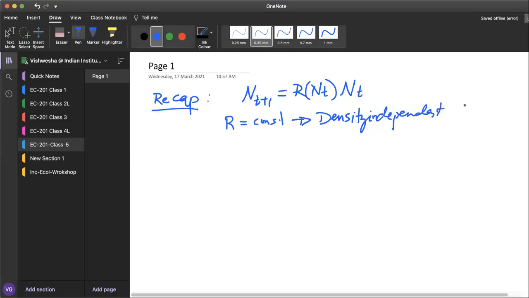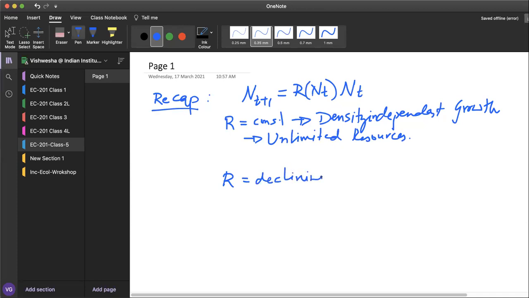growth, and that leads to exponential growth in general, and this corresponds to the biological scenario of unlimited resources. Okay, and then we looked at how R will change. We consider the simplest declining function, and we consider the linear form of it, right? And this leads us to the discrete time logistic population model.